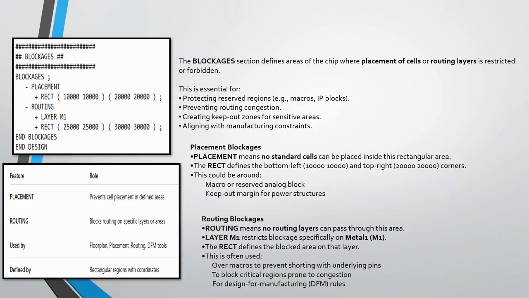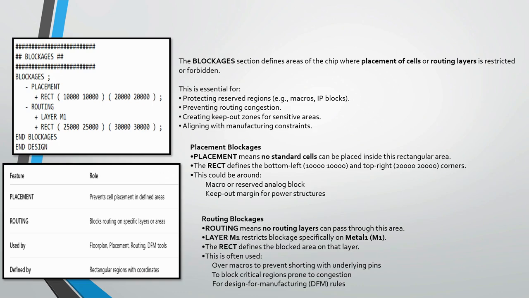Fourth thing I am explaining is blockages. The blockages section specifies areas within the die that are restricted for certain operations. Placement blockages define regions where no standard cells can be placed. Example: rect 10,000 10,000, 20,000 20,000. Routing blockages prevent routing on specific metal layers within defined rectangular areas. Example: layer M1 rect 25,000 25,000, 30,000 30,000. The file concludes with END DESIGN.